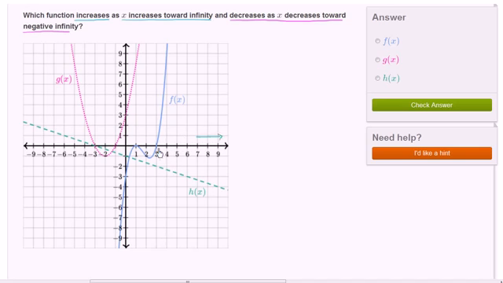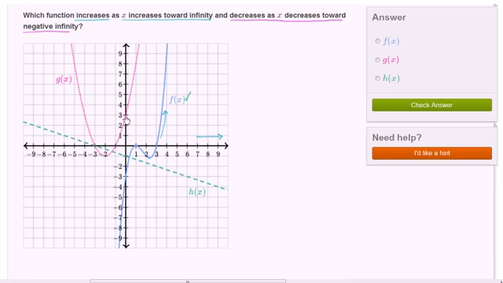First, let's look at f of x over here. As we get beyond this minimum point right over here and increase our x, f of x seems to be increasing. So f of x seems to make the first constraint.